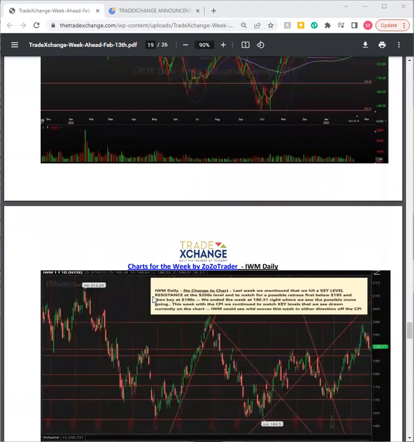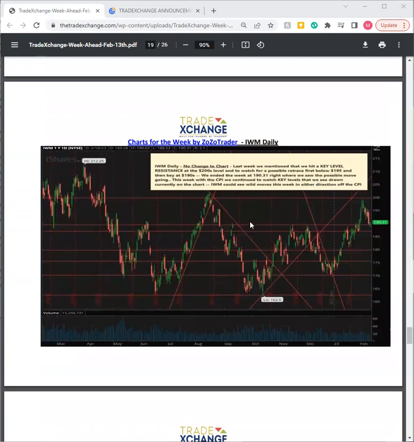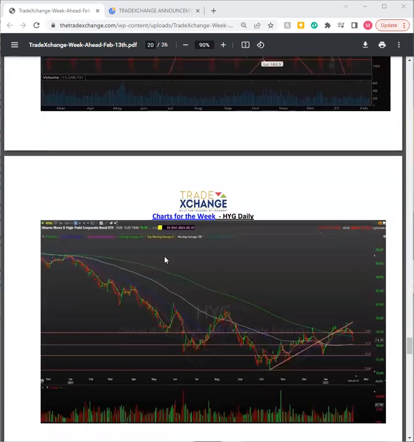Diamonds on a daily. IWMs, no changes to the chart. Last week, we mentioned that we hit a key level resistance around that 200 level. And watch for a possible retrace first below 195, which we hit, and then a key at 190, which we basically closed at. We're watching this closely. This was one of the weaker charts of the week, especially since the IWMs and the NASDAQ are some of the key parts of watching market overall breadth as the CPI report and inflation numbers come out this week.